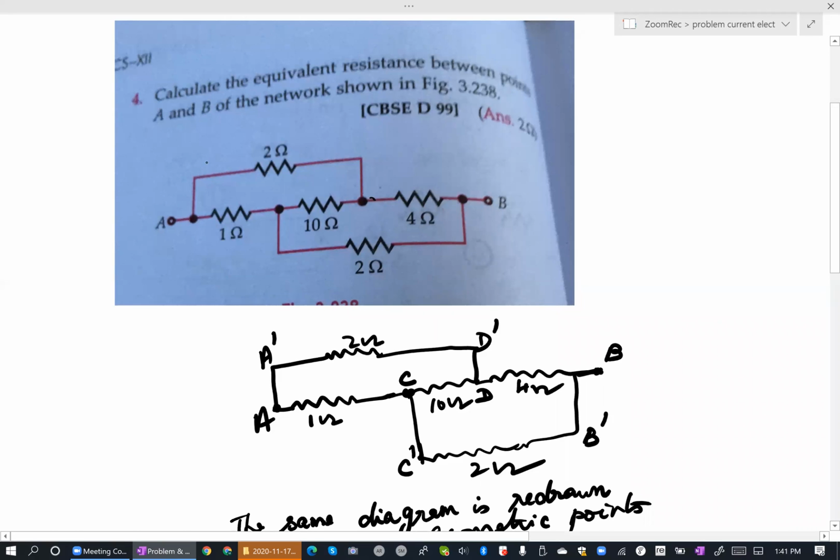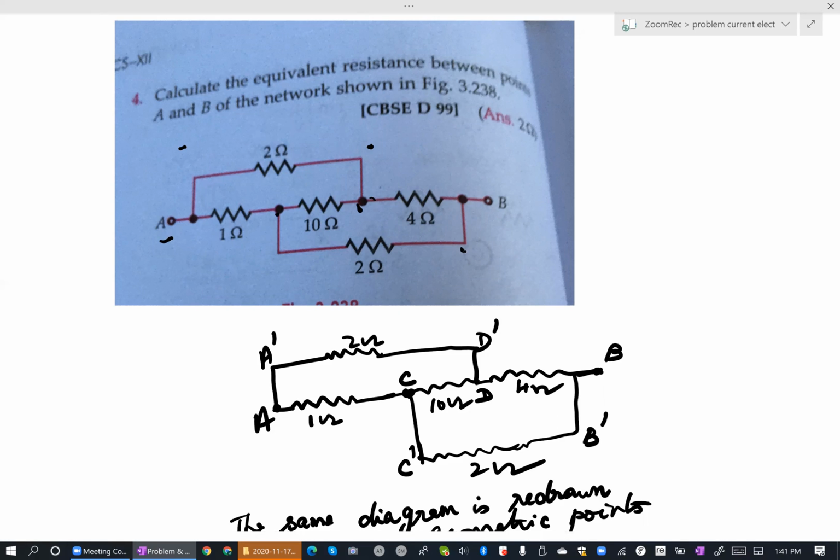And because A and the left end of the 2 ohms are connected only by a connecting wire, if this is A, I will call this A dashed. If this is D, I'll call this D dashed. And if this is C, I'll call this C dashed. That's what I have done here. I have done A dashed.